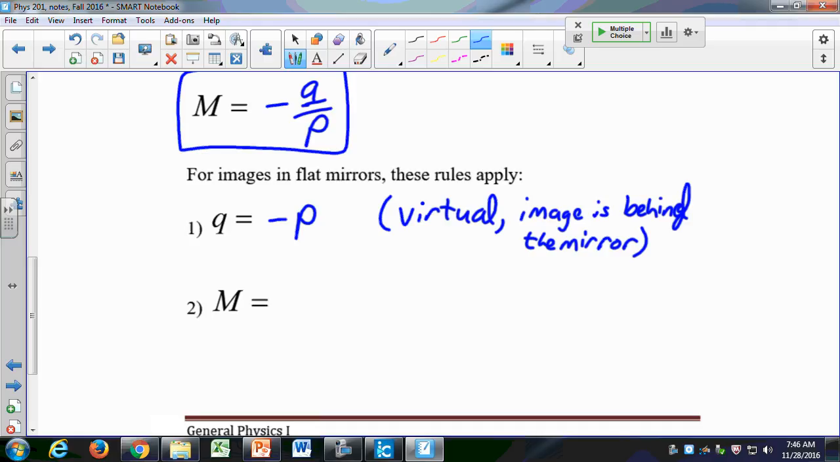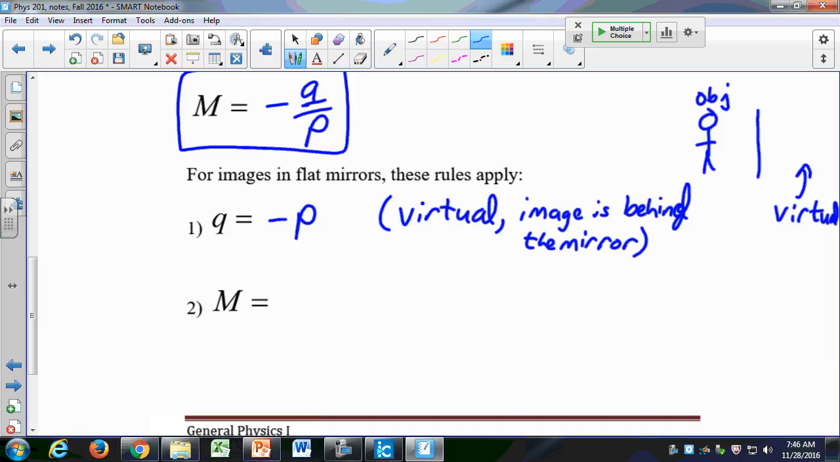Well, it's on the opposite side of where you're standing. So virtual images will always be behind the mirror. Anytime I have an object over here, the virtual image will be over here. That's true for flat mirrors, but it's also true for curved mirrors. And we'll see with curved mirrors that I can either have real or virtual images.